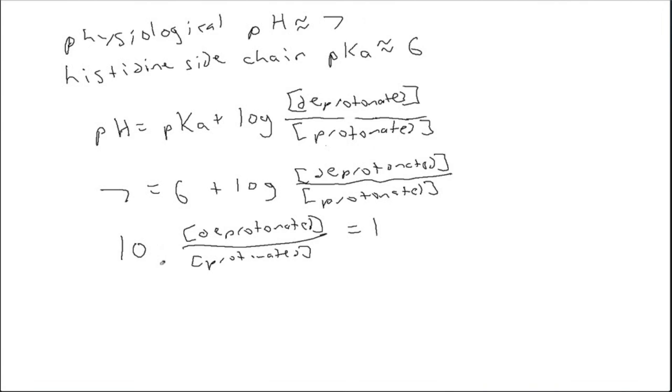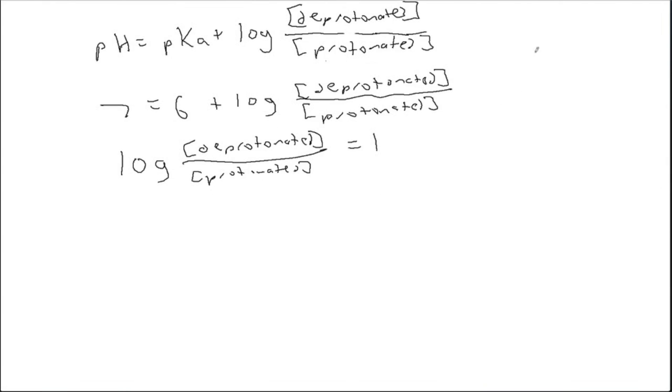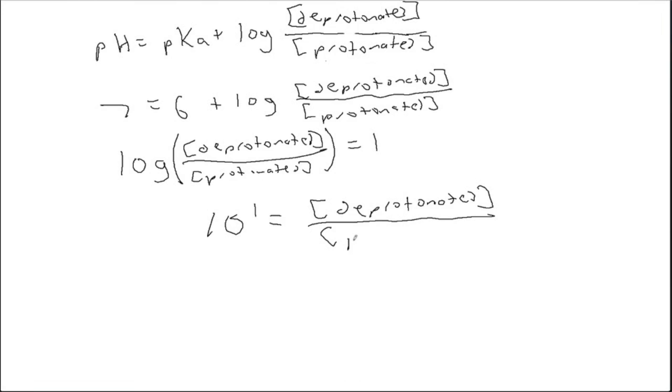All right, how could we continue to solve for the ratio then? The ratio is 10 to the first is equal to deprotonated over protonated. Excellent. That's exactly right. That's using the log skills that we went over before. So what does this tell us? Is there more deprotonated or more protonated? Or what is 10 to the first? 10 to the first is 10. So is there more deprotonated or more protonated?